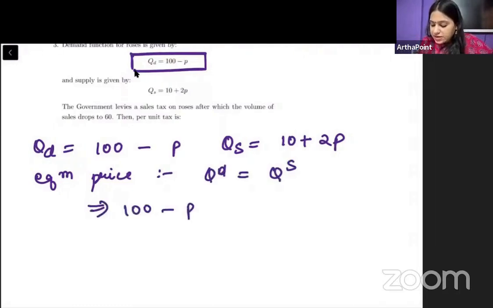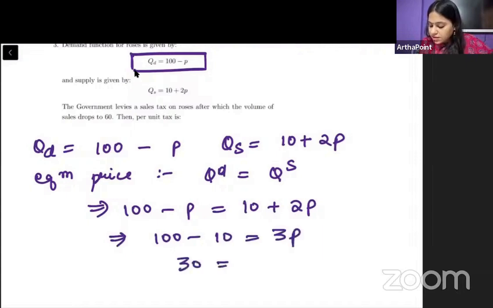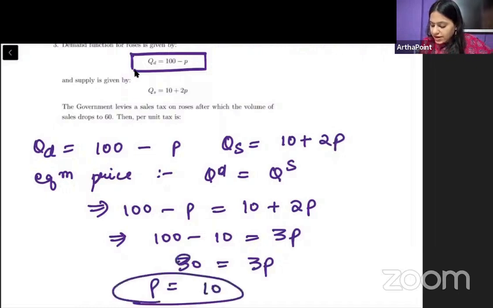So 100 minus P is equal to 10 plus 2P. So you will get 100 minus 10 is equal to 3P. 90 is equal to 3P. P is equal to 30. This step is not required. इसकी जरूरत नहीं है, but I am just doing it for the sake of completing the question.